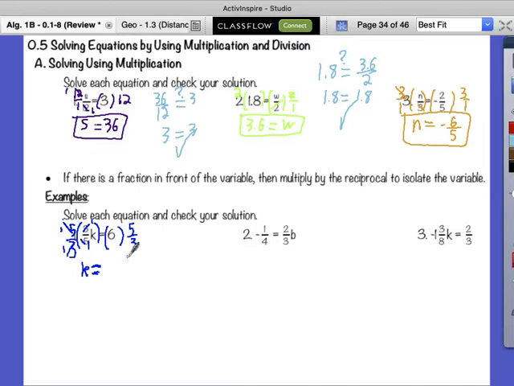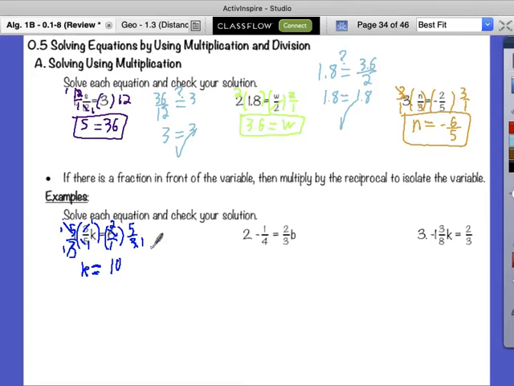Now it might be helpful for us to think of the 6 as what? 6 over 1. Can we reduce anything before we go on and multiply? Sure you could. Does something go into both 6 and 3? Yeah, 3 does. How many times does 3 go into 6? 2. How many times does 3 go into 3? 1. So now you have 2 times 5 is 10 over 1 times 1, so just 10.